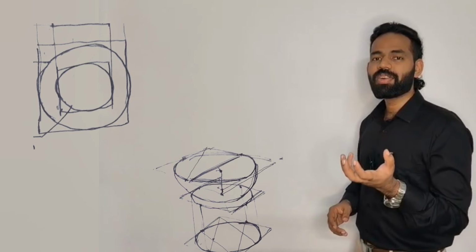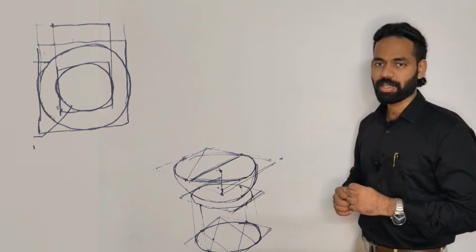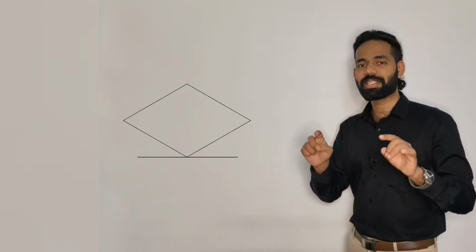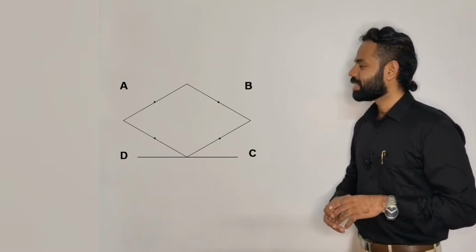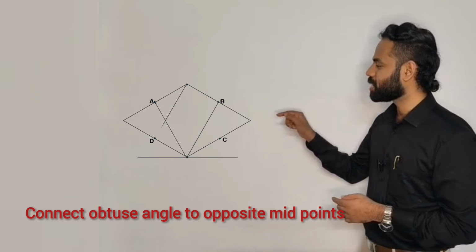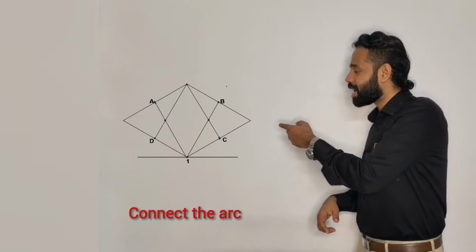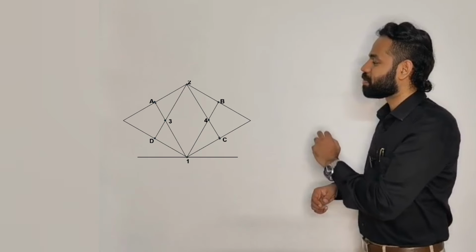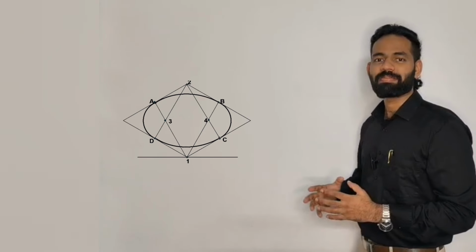Lastly, how to represent a circle. A circle will be represented as an ellipse. So we use the four-center method. Also, we box the circle, then we draw the lines at 30 degrees, then we connect the two obtuse angles to the opposite midpoints, then connect the arc, and lastly, these intersecting points also connect the arc. In that way, we represent the circle.